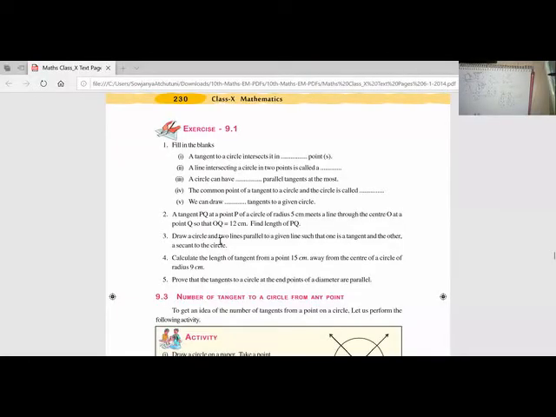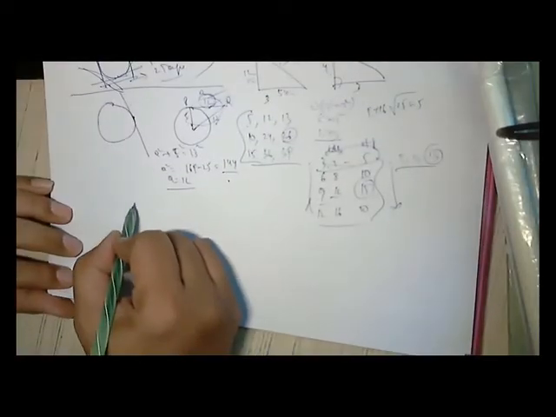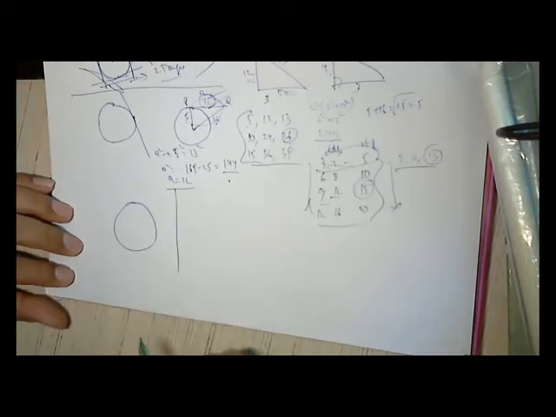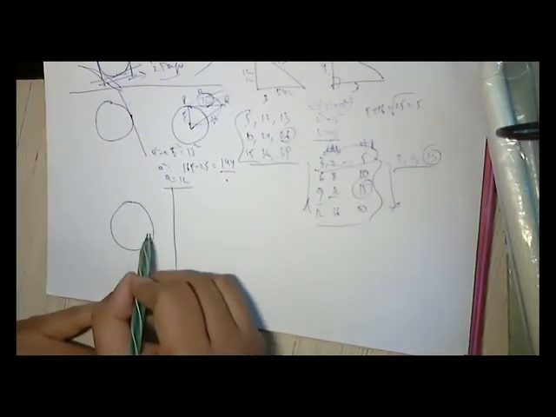Let us see. Draw a circle and 2 lines parallel to a given line such that one line is tangent and another is a secant to the circle. Very simple. Suppose this is a circle and this is the line. I want to draw a parallel line, one secant and one tangent.